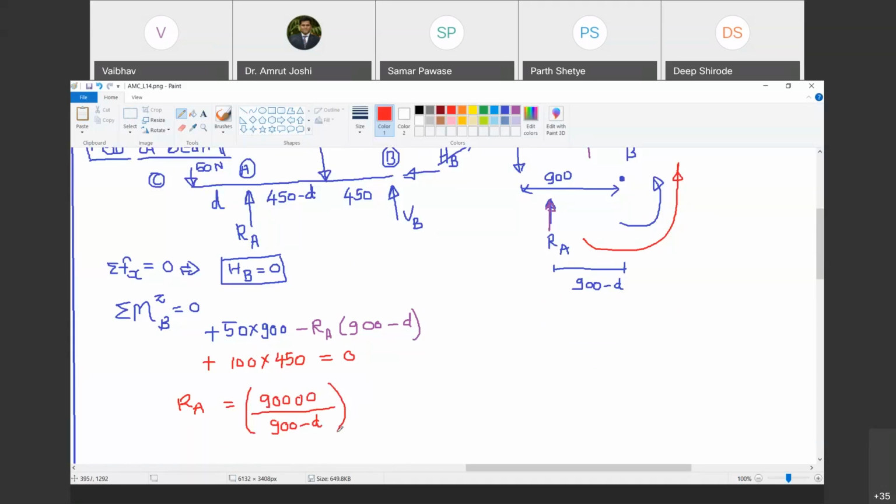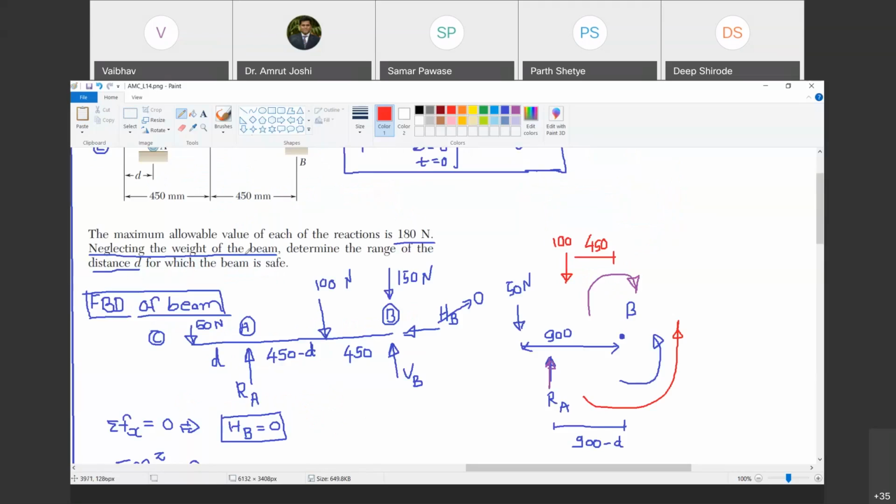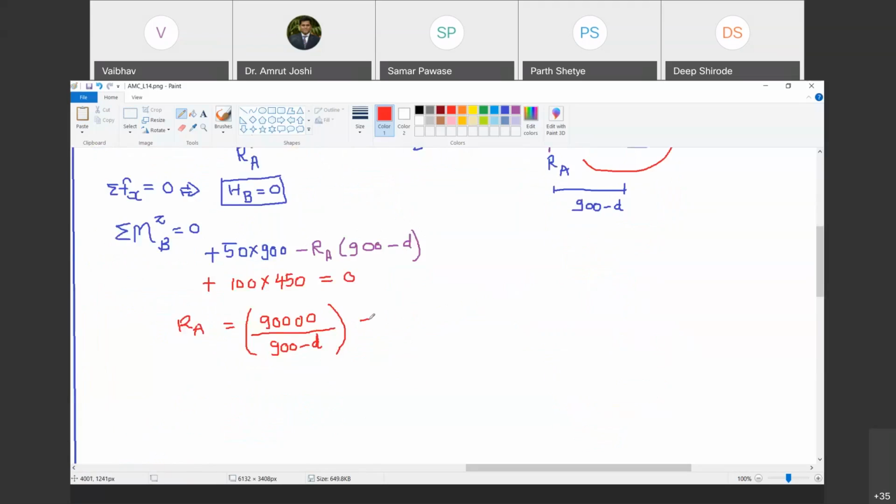समझ में आ रहा है? हाँ, sir. चलो. Now what is the maximum value of RA? RA की maximum value कितनी है? 180 है. RA cannot go beyond 180, so I will equate it to the limiting value which is 180. समझ में आ रहा है? क्या इसमें से मुझे D की वैल्यू मिल जाएगी? Yes, sir.